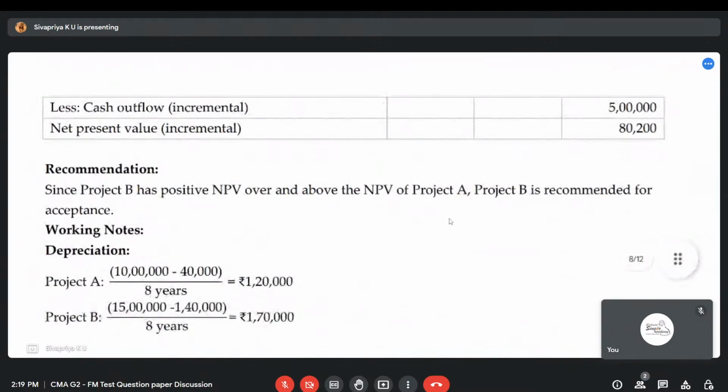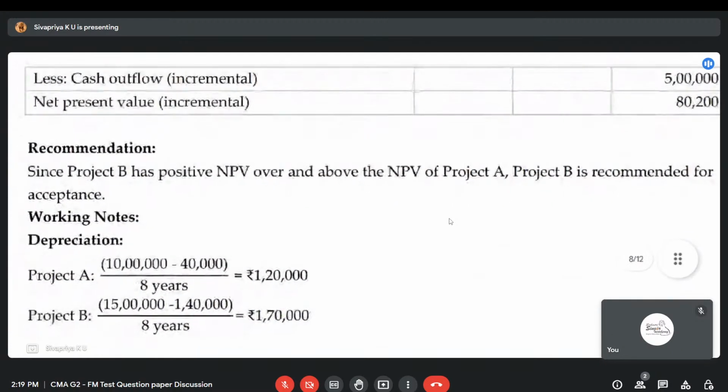So the net present value is 80,200. So this project is recommended. Project B is recommended.